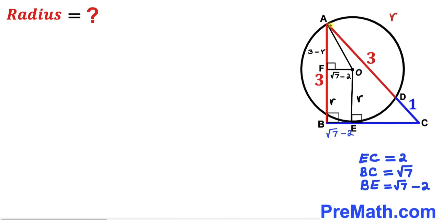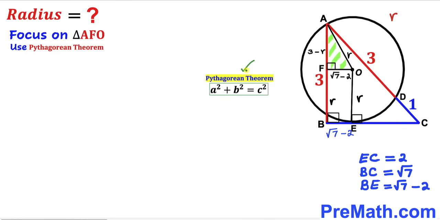And now let's make an observation. We can see this AO is the radius of this circle. So I'm going to label this one as lowercase r. And now let's focus on this tiny right triangle AFO right here. And we are going to apply the Pythagorean theorem on this triangle. And here's our Pythagorean theorem once again. A square plus b square equal to c square.